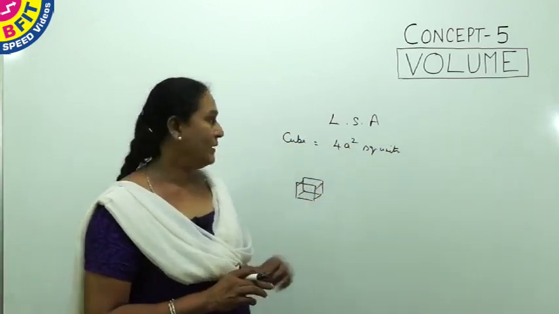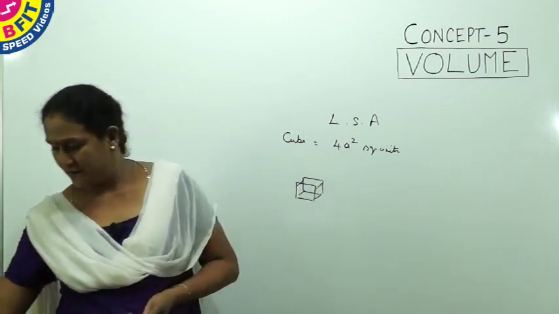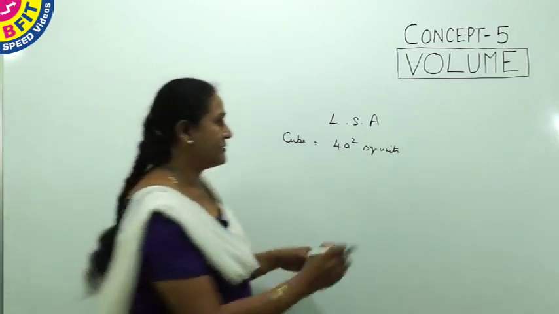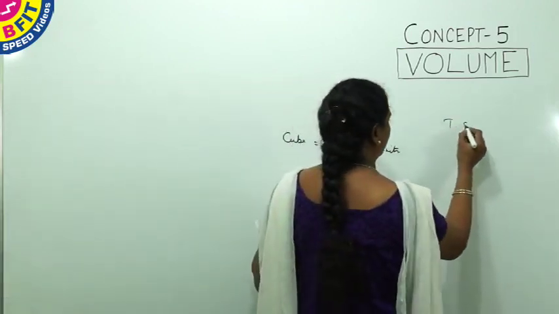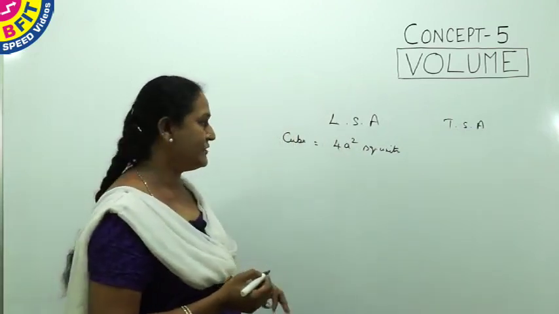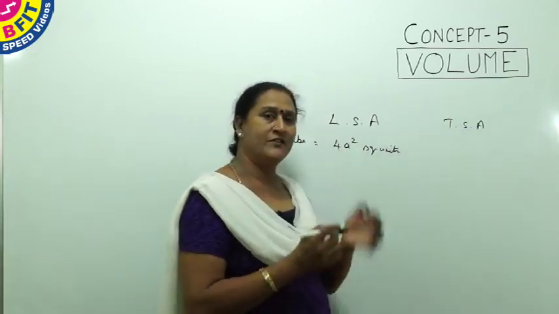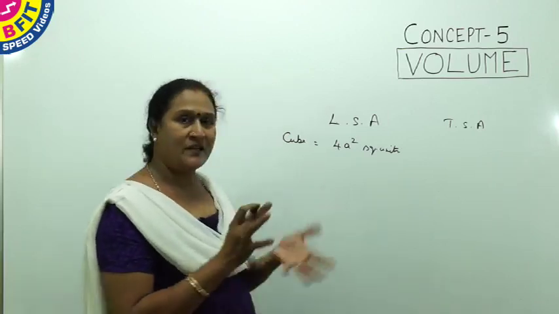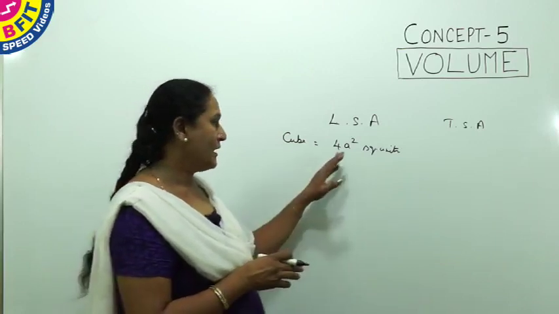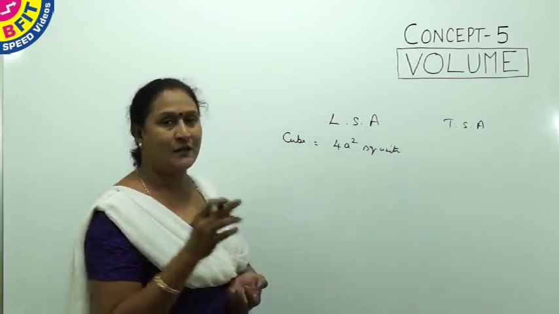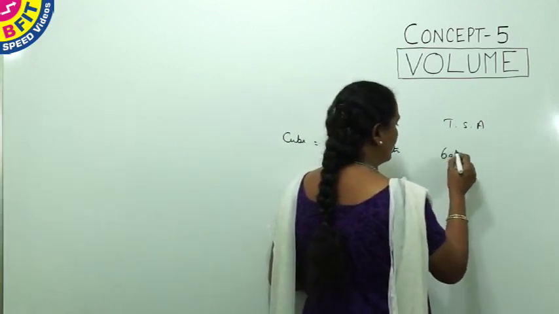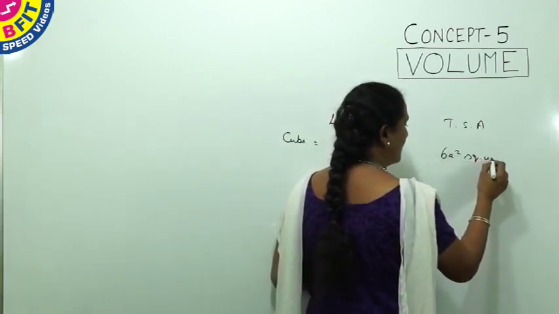And what will be LSA for a cuboid? We'll discuss TSA here also. For a cube, lateral surface area is 4a square, and if total surface area is required, how many sides are there? All the sides are included, the top and bottom, and the areas on the sides also. In total there are 6 sides, so the area is 6a square, in square units.